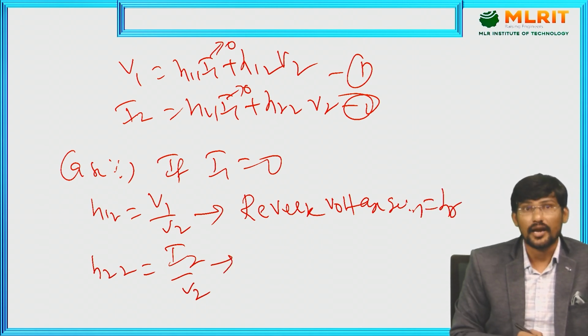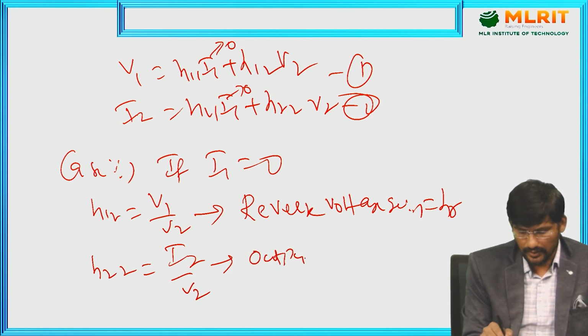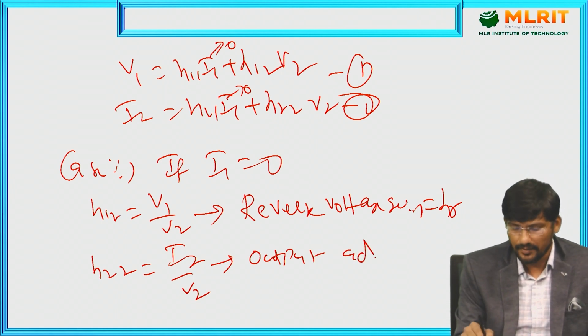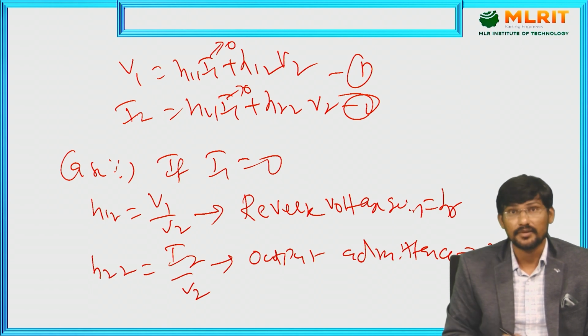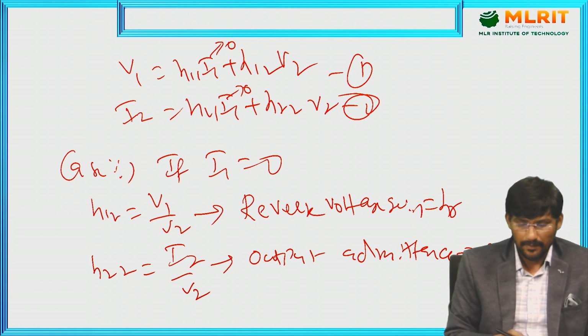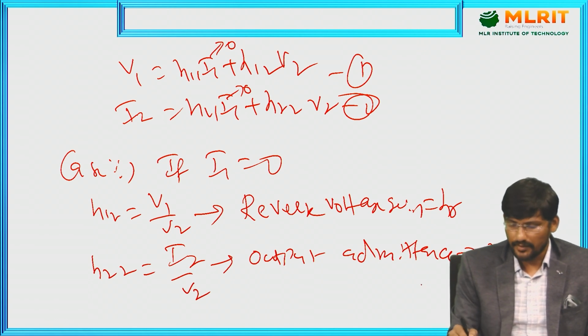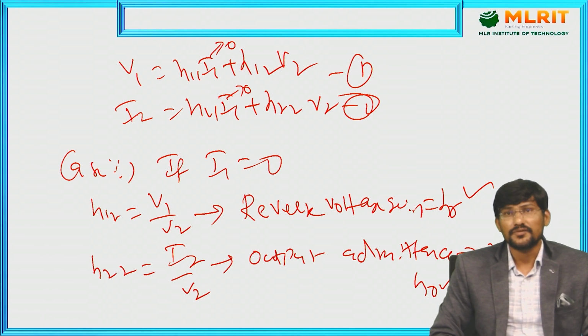Next, I2 by V2 is the ratio of output current to the output voltage. Ratio of current to voltage is called admittance, so this is output admittance. Admittance has units of mho or Siemens, and there are no units for the reverse voltage gain because it's a ratio of voltages. Now we got the 4 parameters: HR, H0, HI and HF. Input impedance, forward current gain, reverse voltage gain and output admittance are the parameters related to the transistor, whether it is a CE, CB or CC configuration.